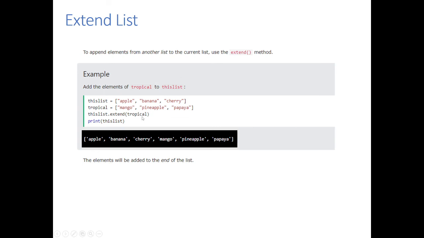What we're extending here is this list, not the tropical list. So if you print this list, you notice now that mango, pineapple, and papaya were actually added to this list.